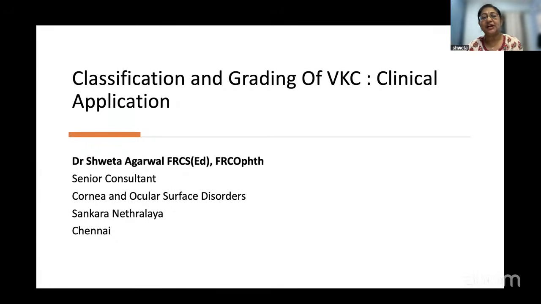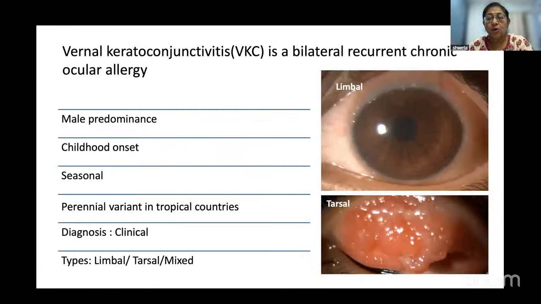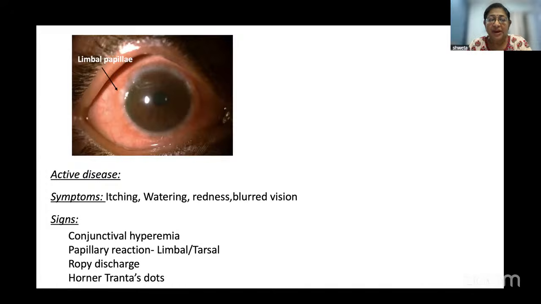So I'm Shweta from Shankar Nethralaya, and I'll be taking you through the classification and grading of vernal keratoconjunctivitis and a few cases to understand how we can clinically apply them. Well, we all know that vernal keratoconjunctivitis is a bilateral recurrent ocular allergy, which is predominantly seen in the male child with a childhood onset. They are often seasonal, but in countries like India, we often have the perennial variant. Diagnosis is primarily clinical, and we look at the types. You have the limbal, where you see the limbal papillae and the HT dots, or you have tarsal, where you have tarsal papillae. Often in our population, what we see more commonly is the mixed, where you have both limbal and tarsal presentation.